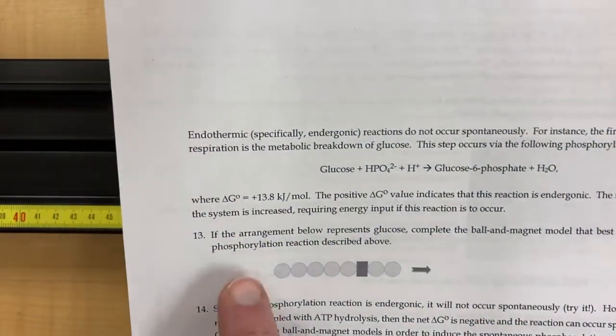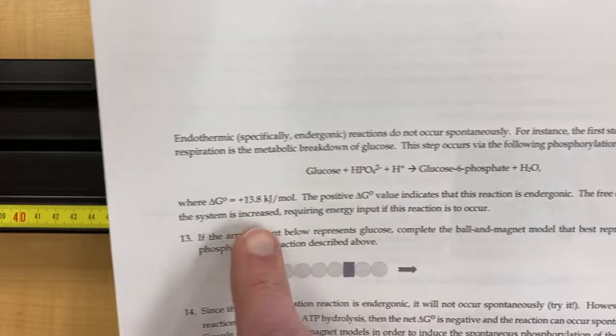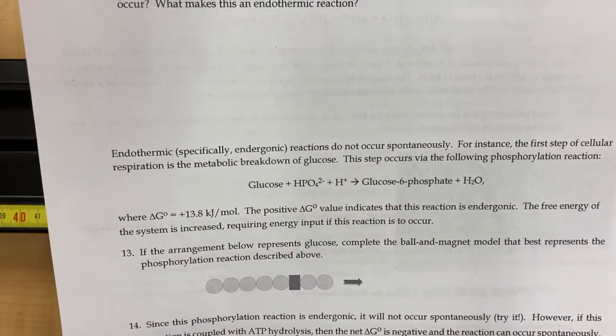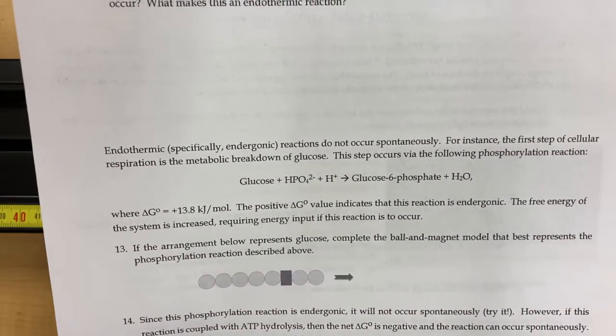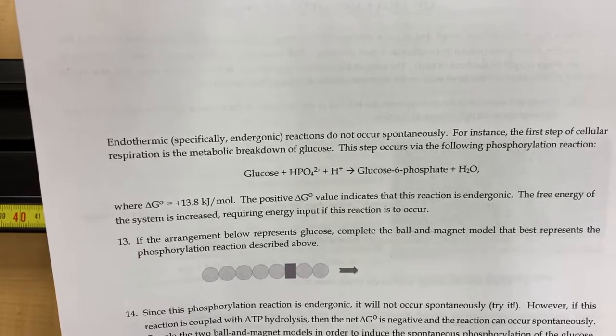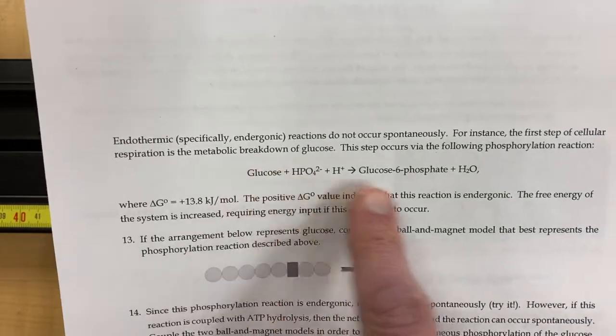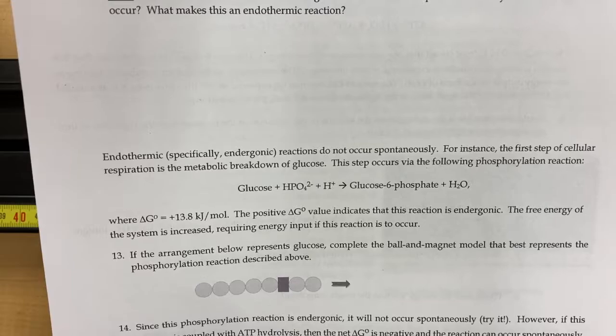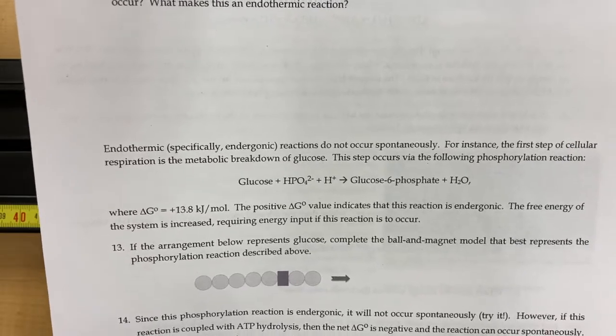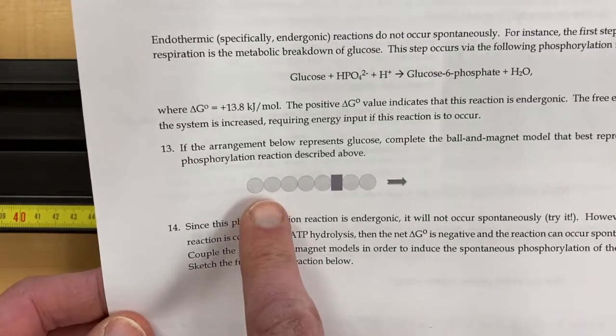Now in question number 13, in the previous text leading after that, we consider a phosphorylation reaction. We can take glucose and we have the metabolic breakdown of glucose. So now this is going to be a reaction that is an endothermic or endergonic reaction. And question number 13 has you thinking about this particular scenario.